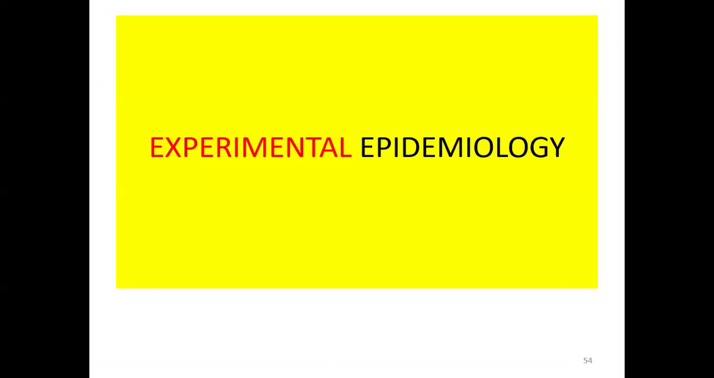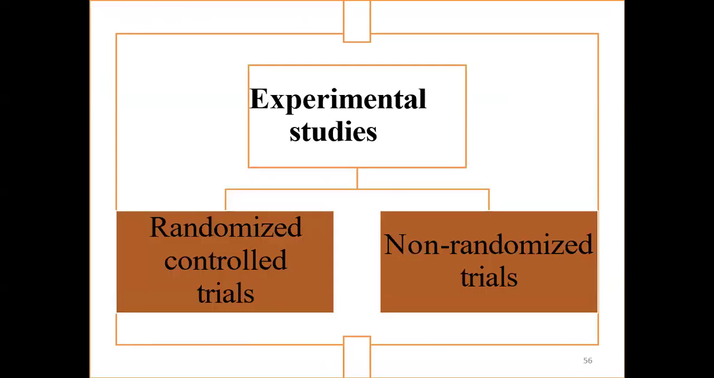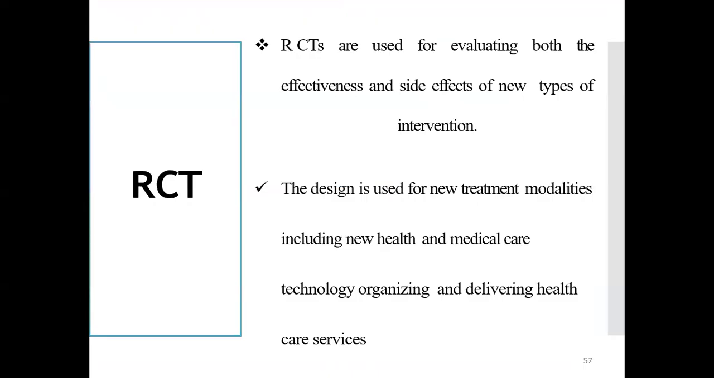Now coming to the last type of the study design, that is the experimental epidemiology, also known as the interventional studies, in which we give intervention or manipulation, deliberate application or changing variable in the experimental group, direct control of the investigator, observation and comparing the outcome of the experiment in both the groups is being done. So experimental studies are basically of two types: randomized control trials and the non-randomized trials. So first we'll talk about the randomized control trials.